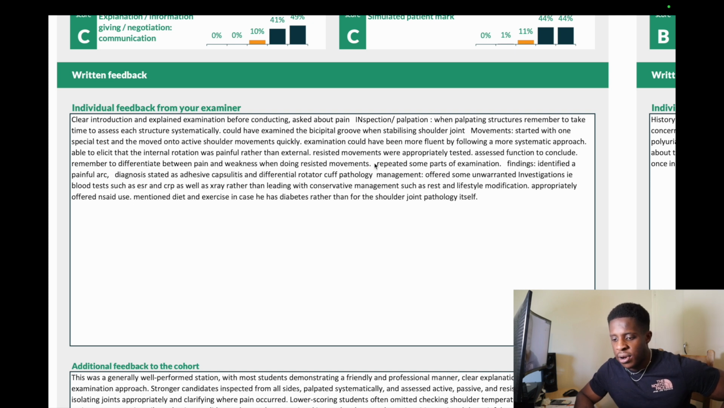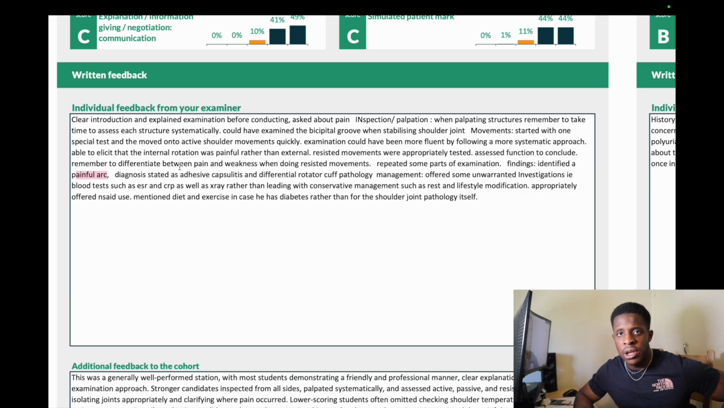Findings: identified the painful arc. Diagnosis stated as adhesive capsulitis, which was wrong. Differential: rotator cuff pathology. Management offered some awarded investigations. Yeah, so also make sure when you're practicing, go through investigations, and be really strict with you and your friends.